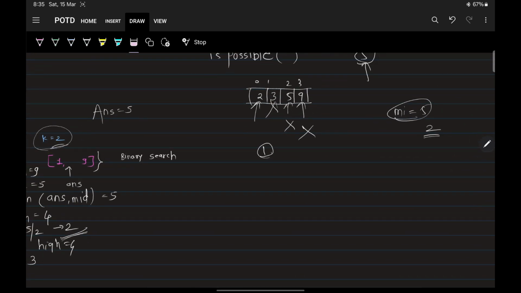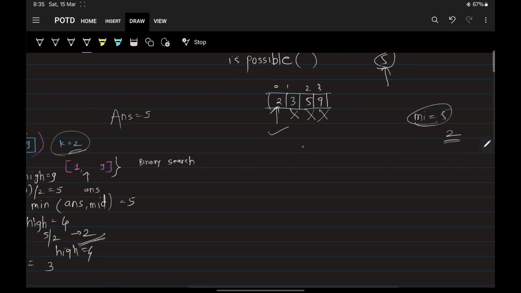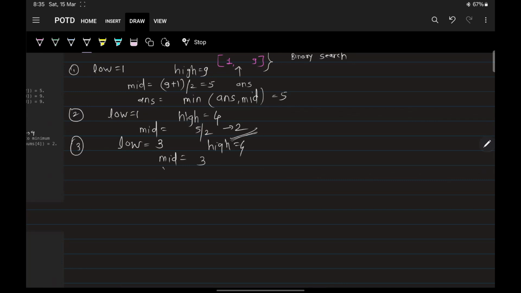Okay, I will try for 3 now. Now tell me, for 3, is it possible to rob? Yes. Is it possible to rob this? No, it is consecutive. Is it possible? No, because I want to keep a maximum of 3. Is it possible? No. So again, for 3 it is not possible because I am getting only one house, but K is 2. So no, I will not update my answer over here.